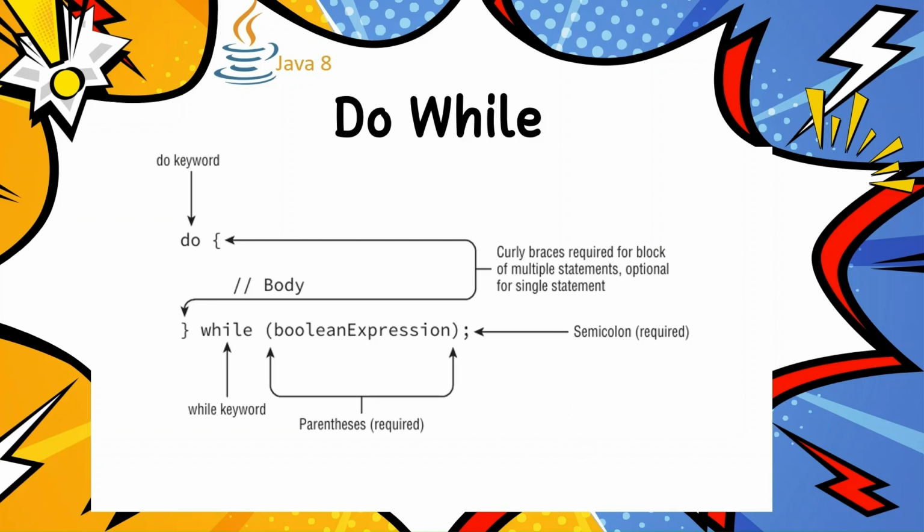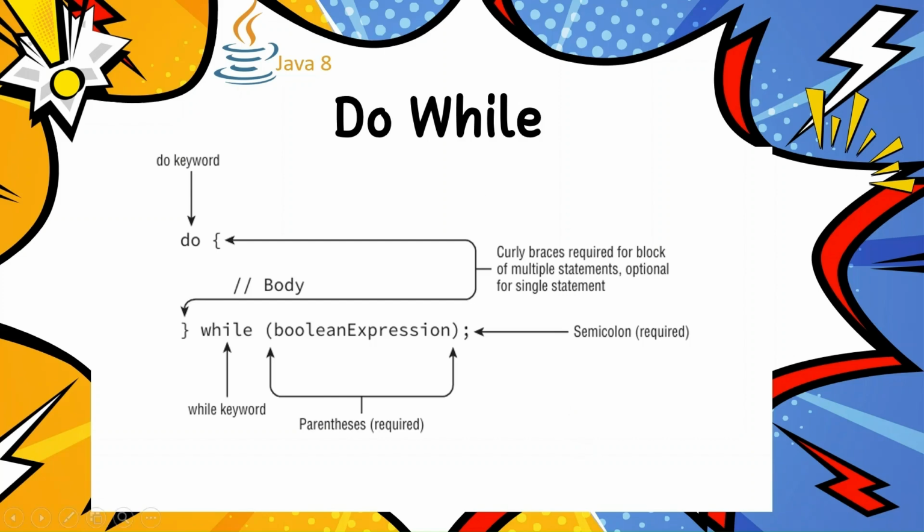In the while loop, the condition is checked first. If it is true, the loop runs. If it is false, the loop doesn't run at all. But with the do while loop, the code executes first and then the condition is checked. This means the code block will always run at least once, regardless of the condition.